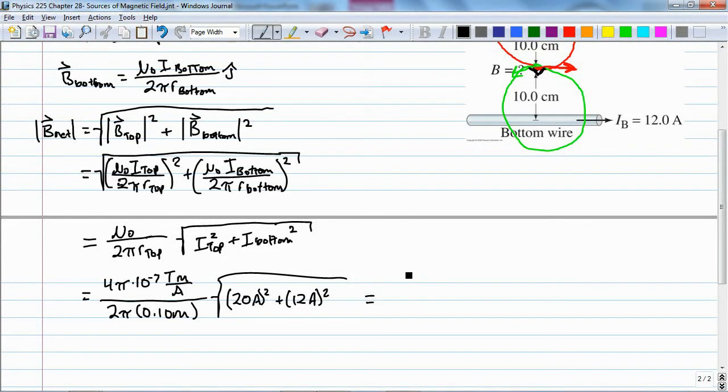that it is equal to 4.665 times 10 to the minus 5th Teslas. So a very small magnetic field based on the currents that are going through the wire.